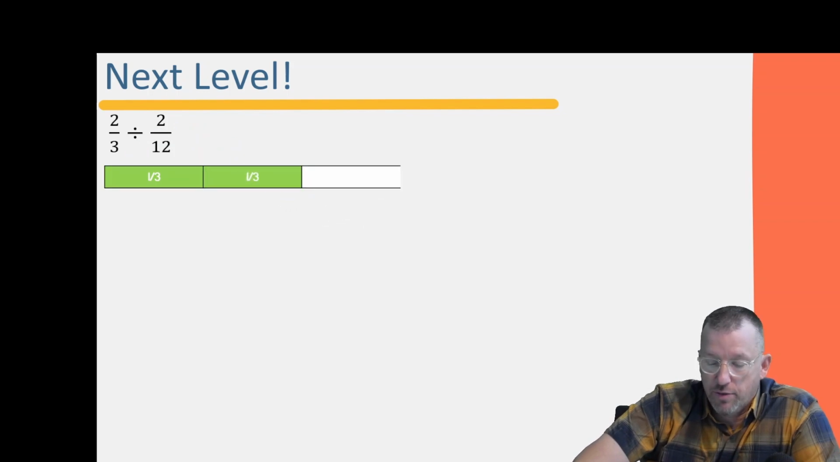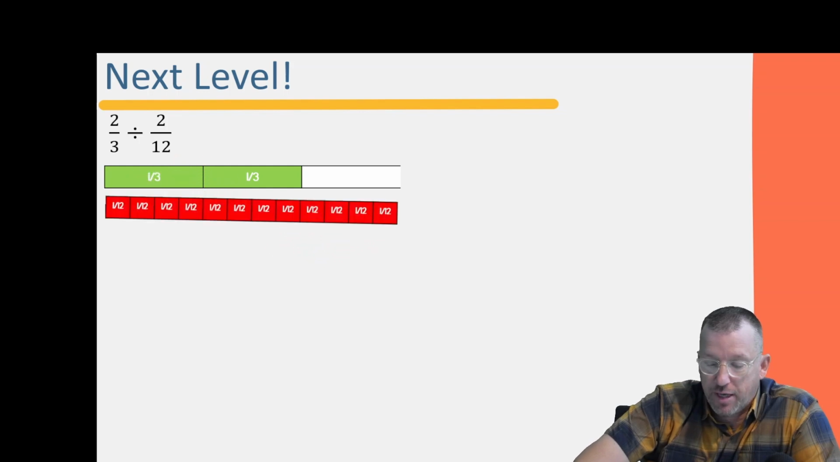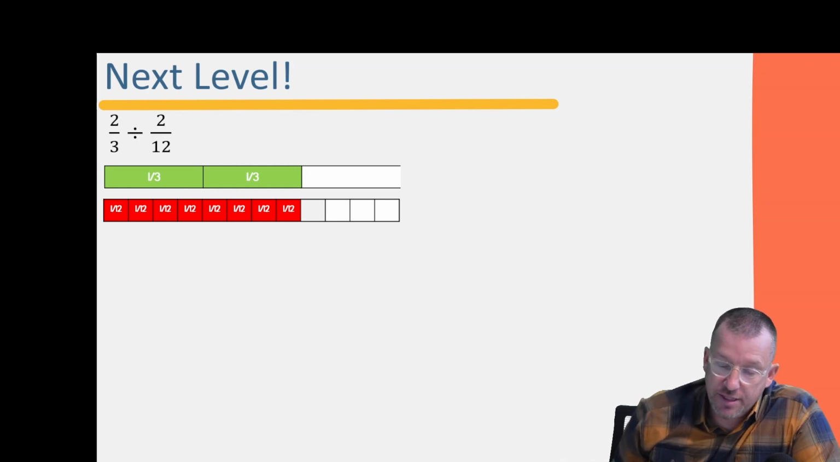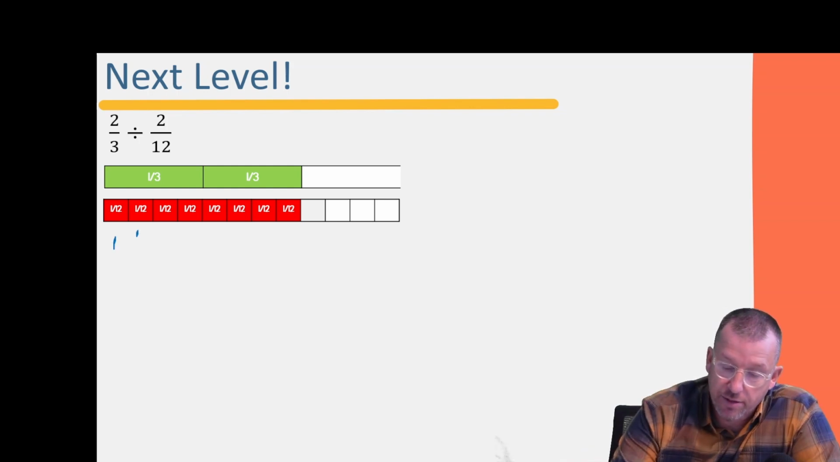All right, so we already know how to do this. So now we've got 2 thirds shaded in. Okay, and this is what twelfths looks like. How many of those? Well, we only need enough to cover the 2 thirds. Now here's where it's tricky. In previous examples, this answer would have been 1, 2, 3, 4, 5, 6, 7, 8.